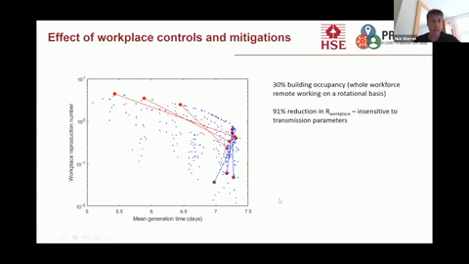Reducing the building occupancy, we see a very large and consistent reduction in the reproduction number. So here everybody goes into the building, but only 3 days in every week. So that's happening on a rotational basis. So it reduces transmission very considerably. The effect on the generation time depends upon the relative importance of the two different routes of transmission and the levels of those transmission.